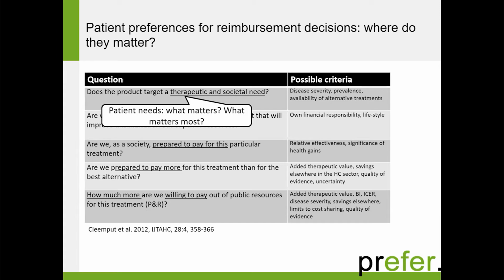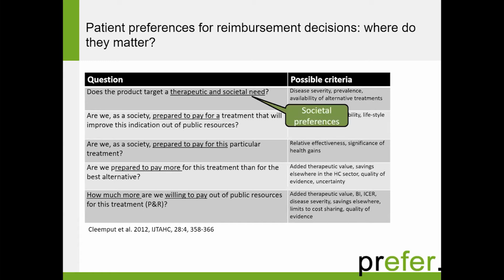So obviously, when assessing therapeutic need, we need to know and we need to investigate what matters to patients and what matters most to patients. So just to know whether there are indeed needs that are unmet for patients and which can be met by a new medical intervention. When we are talking about societal needs, of course, we will rather look at societal preferences.